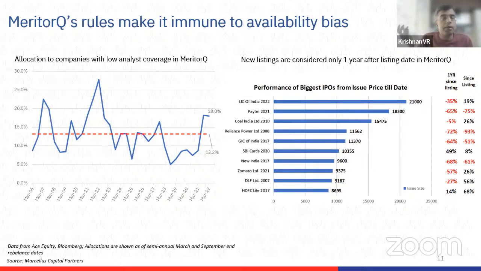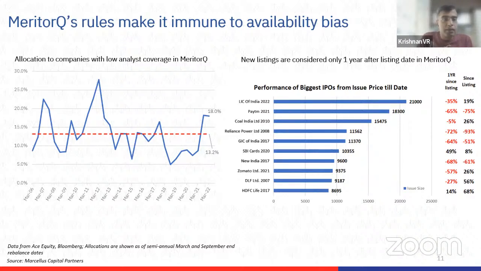we had, for example, a leisure wear and undergarment maker, Page Industries, which has been part of this model portfolio since 2012. So Page Industries first entered the MeritorQ model portfolio in 2012 when it had a market cap of 2,700 crores. Today its market cap is around 40,000 crores plus. And at that point in time, 2012 or 2011, if you go back and check, the analyst coverage was pretty negligible. It was not so well known on the street.